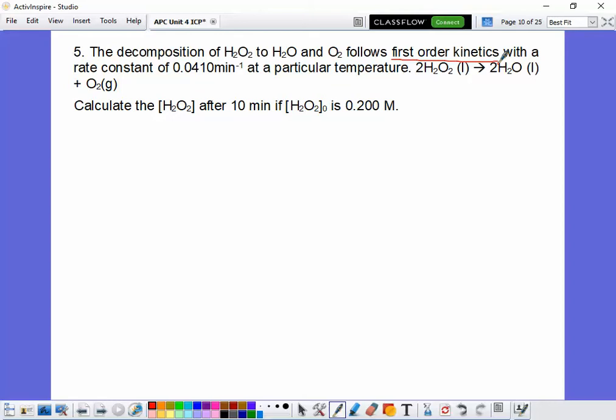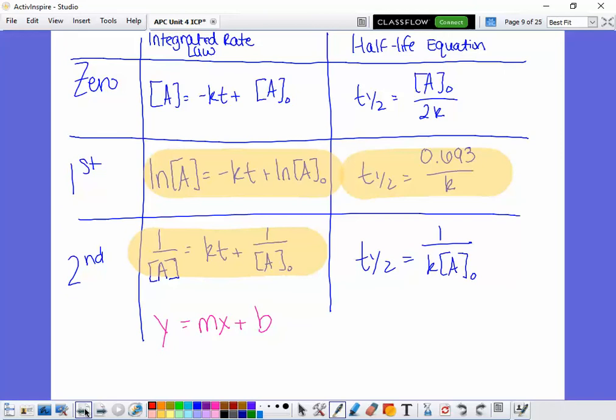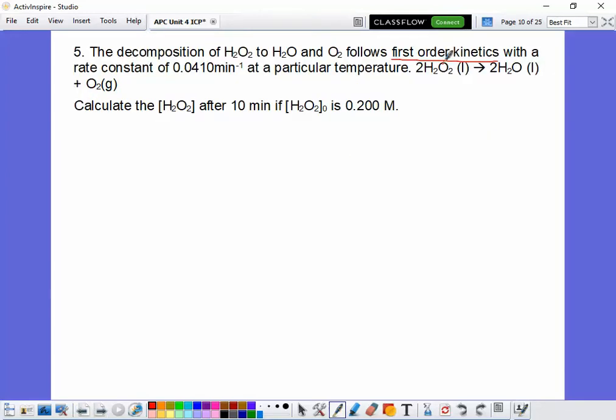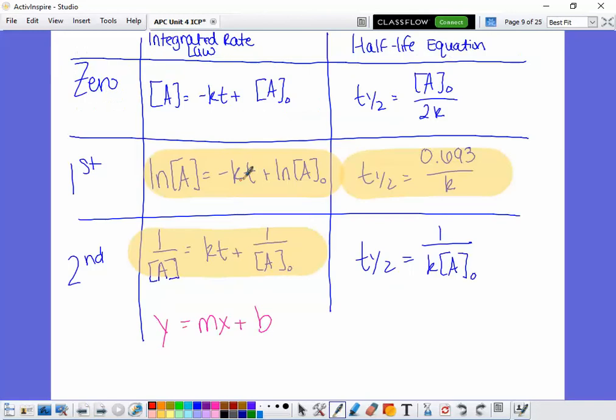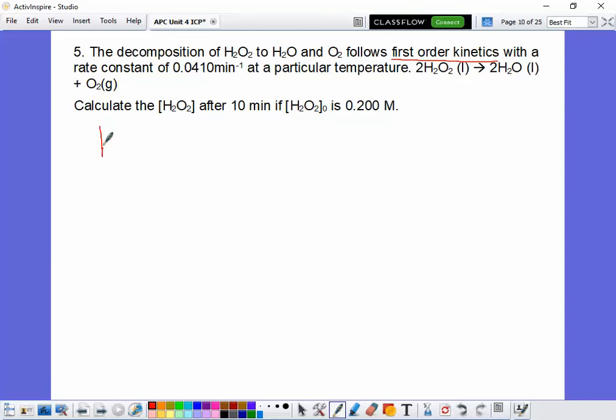All right, so which integrated rate law am I going to use? The first order one, because it tells me right here that it follows first order kinetics. So we're going to use the integrated rate law for first order. Whenever you have a problem like this where it's like, hey, after a certain amount of time, how much do you have? That's always going to be integrated rate law. Okay, because in the integrated rate law, we're comparing basically the concentration to the time. Okay? So, since it's first order, we're going to use this formula. Instead of writing A, I'm going to write H2O2 because that is my substance.